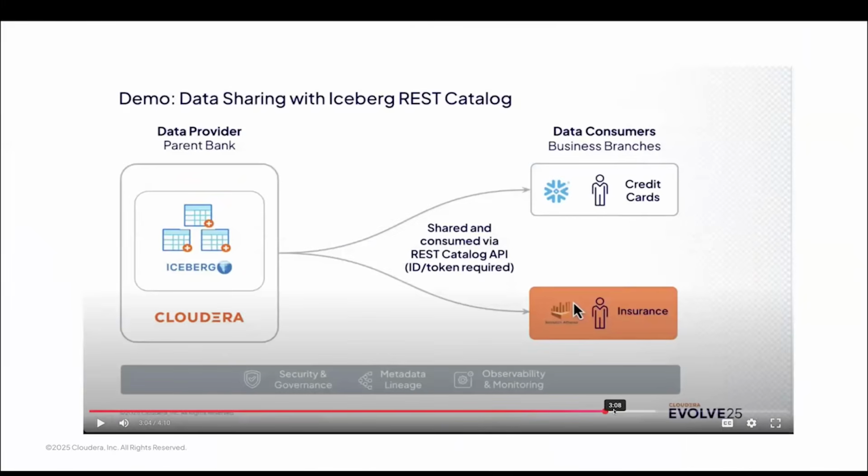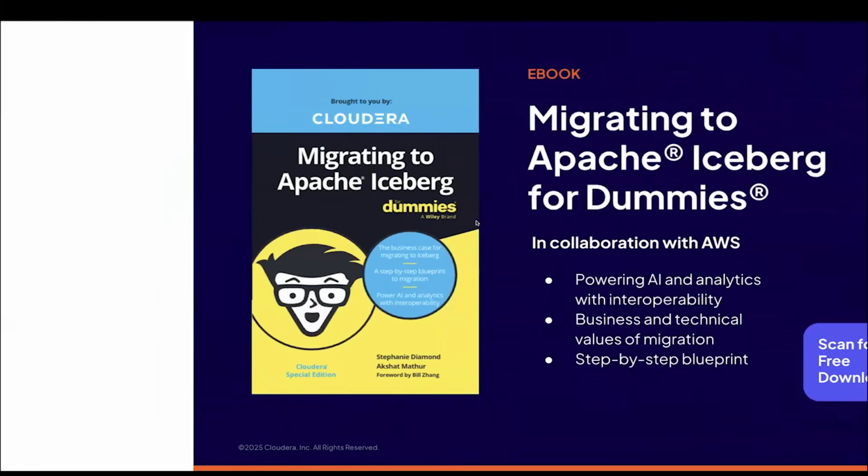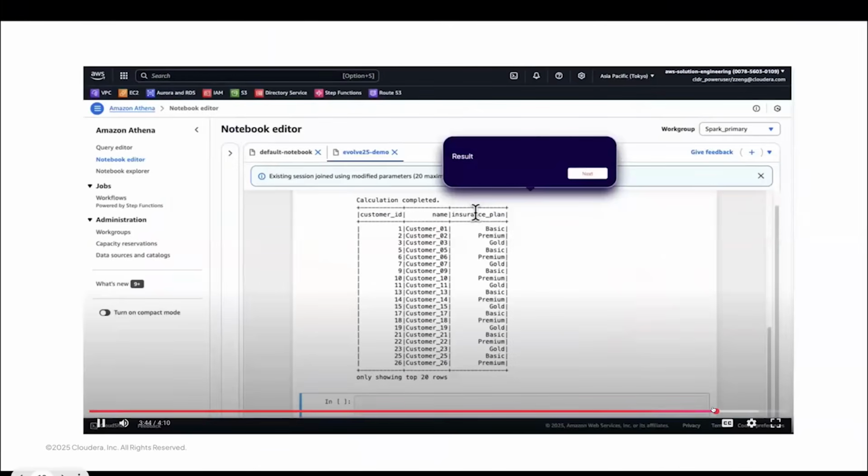Then let's say there's another consumer. We talked about Snowflake as being the consumer, but the same concept applies to any other Iceberg engine. We are showing an example of Athena. I'm really sorry for this. So you see the Athena UI where you're running the same select query and making the data available there as well. That's the true capability of the Iceberg REST catalog.